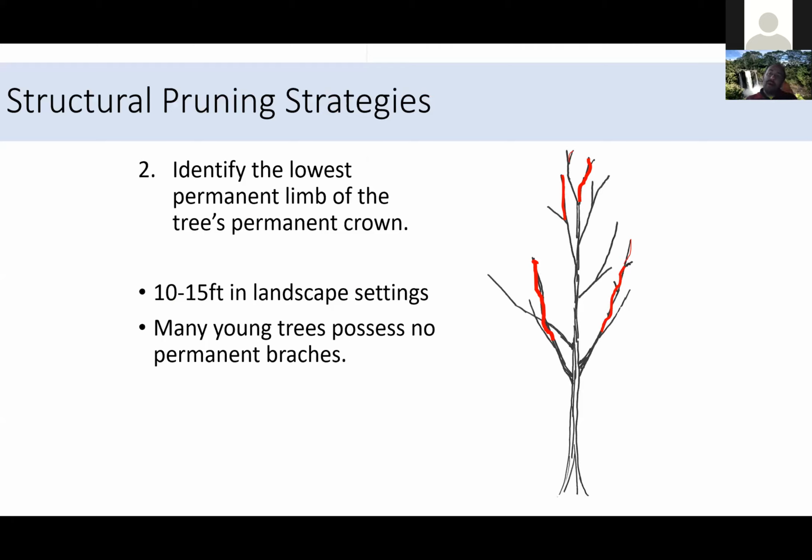When you buy a tree from the nursery, right, it comes home and it's 8 feet tall. It may be the case that there are no permanent branches on that tree, right? As the tree grows, you may be removing every branch that's on it, as it grows taller.